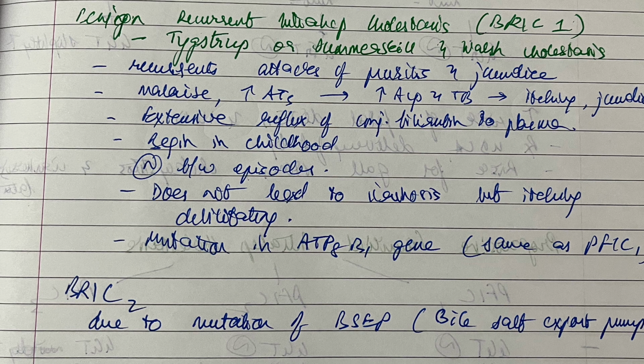It begins in childhood. The child is normal in between episodes. This does not lead to cirrhosis, but the itching can be debilitating. It's due to a mutation in the ATP8B1 gene, which is the same gene as the PFIC1 gene. In BRIC2, there is a mutation of BSEP, which is the bile salt export pump.